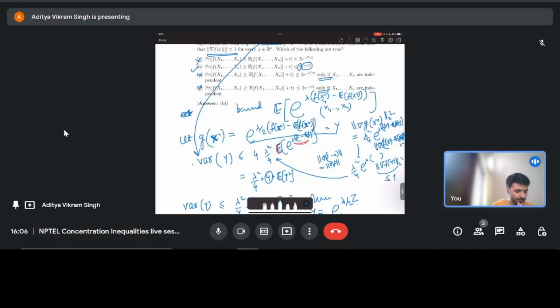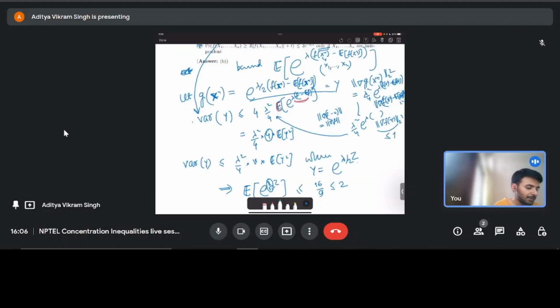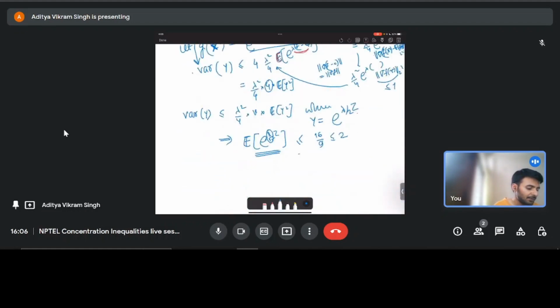Okay, so now question 10. Right, this is the same question. Question 10 is nearly identical except that we have this condition. Instead of variance, we have entropy here, entropy of g square. Everything else is the same. So in questions 9 and 10, we are trying to see what happens when we are given these conditions.